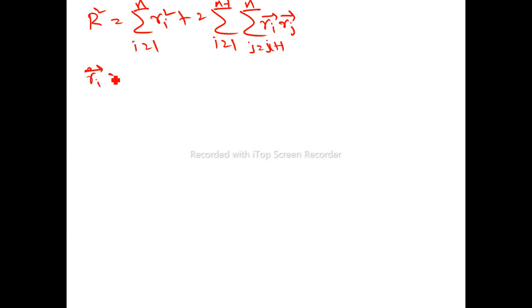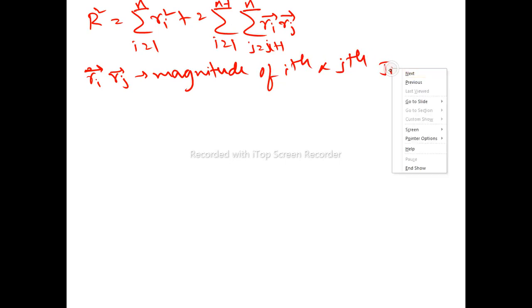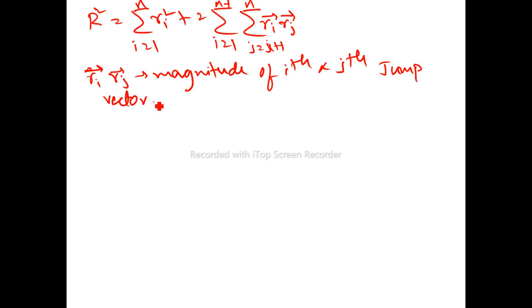Okay, this, as I said, Ri bar and Rj bar are the magnitudes of the ith and jth jump factor.